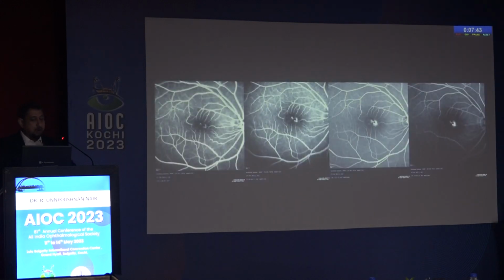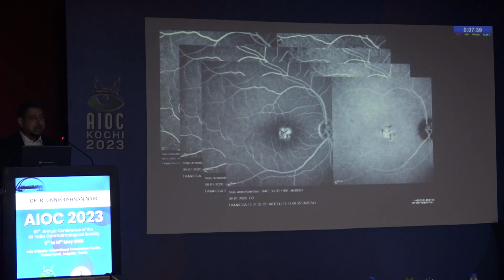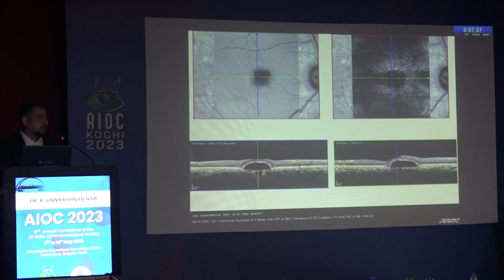So type 3, I am not going to spend time on type 3. Why? Because you see all these features you get on angiography, and this is what you get on OCTA. Sometimes you get a retinal spot, but the characteristics are extremely hidden. So OCTA is not the ideal investigation for a type 3.